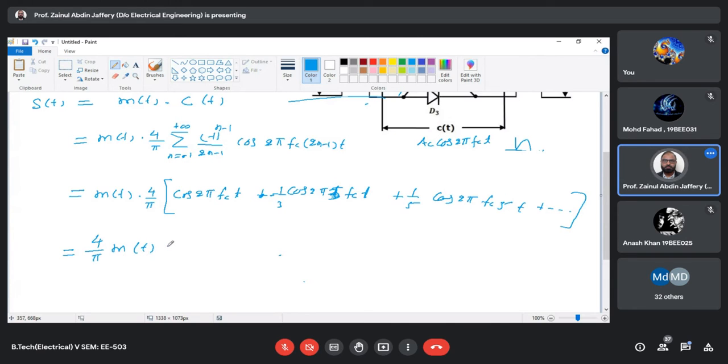4/pi mt cos 2 pi FCT minus 4/3 pi mt cos, ये 3 है तो 6 पाई हो गया, 6 pi FCT and plus 4 by 5 pi and cos 10 pi FCT, and it will go up to infinity. We are not interested, दो चीज आपका काम हो जाएगा.